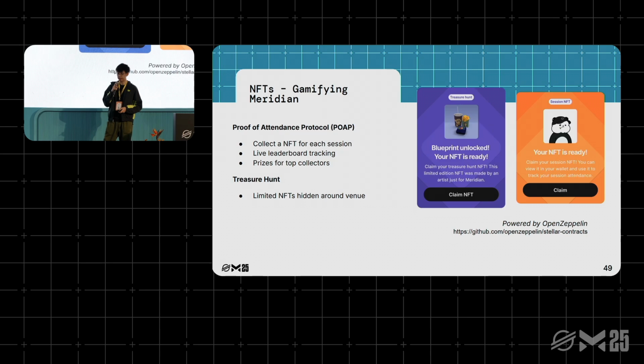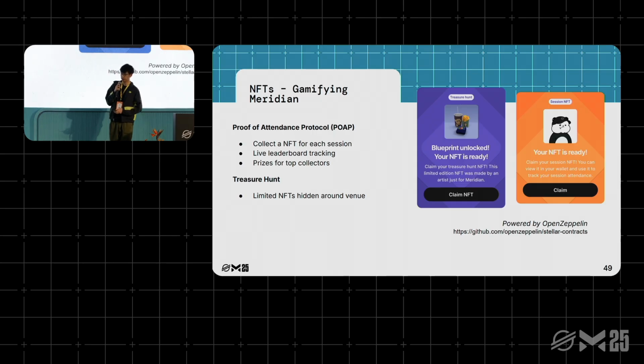Next, we have the NFTs that manage digital collectibles. At Meridian, we use this for the proof of attendance protocol. It's digital proofs that you attended each session, and we're using this to track attendance on a leaderboard and award prizes to our most engaged attendees. There are also limited treasure hunt NFTs that you can discover and collect, and only the first 50 attendees can collect each of them.